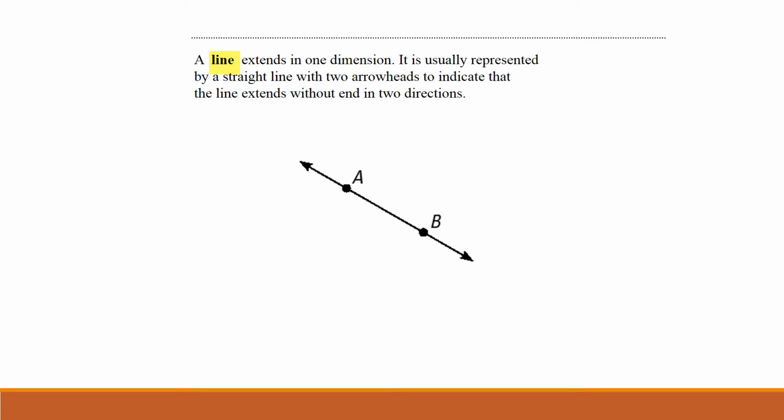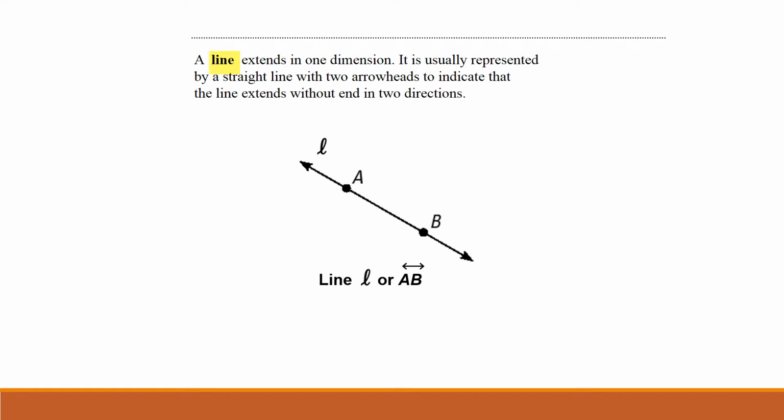A line is 1 dimension because it does extend into 1 dimension. It's usually represented by a straight line with 2 arrowheads to indicate the line extends without end in 2 directions. Now, please understand that when we're putting points next to each other, a whole bunch of them, that's what's creating the line. So this line that's shown here actually has an infinite amount of points. But you usually will see at least 2 points on the line in your textbook or on a test, quiz, etc.